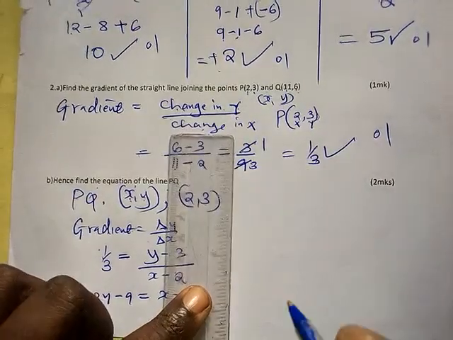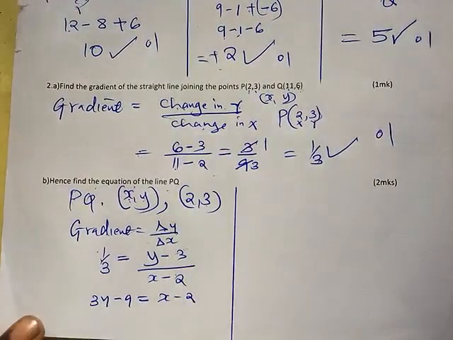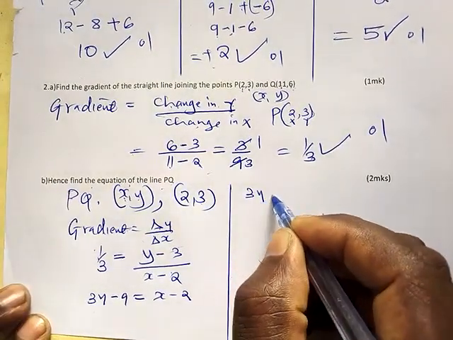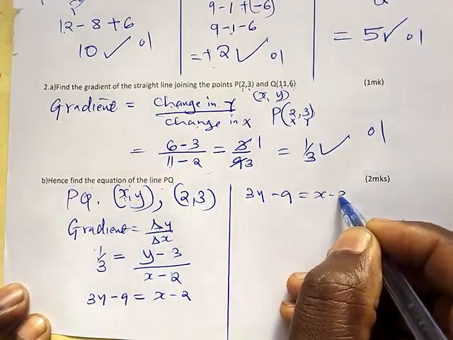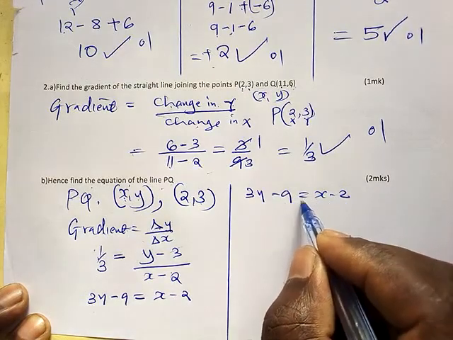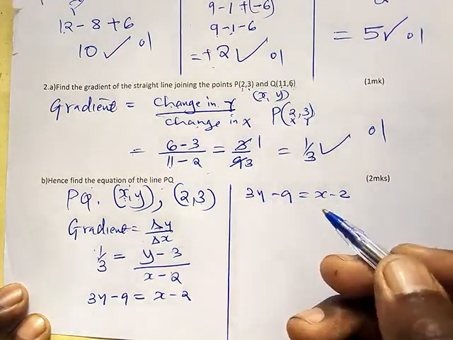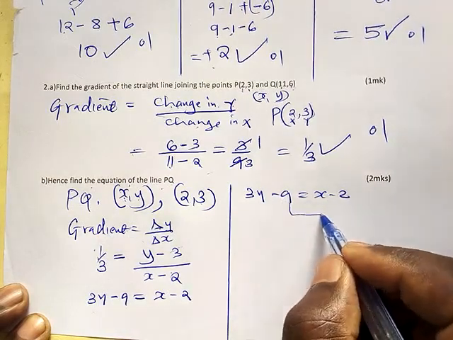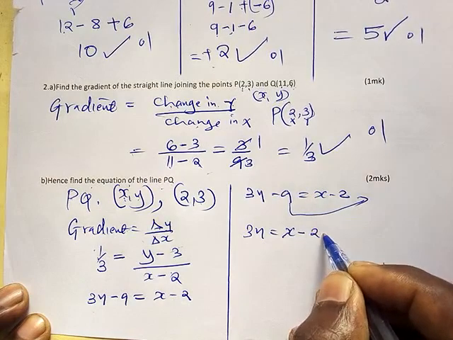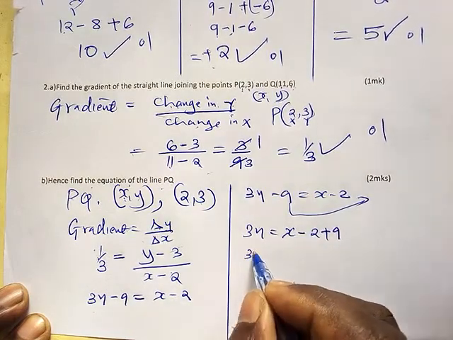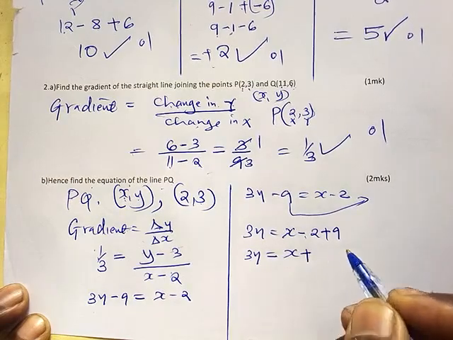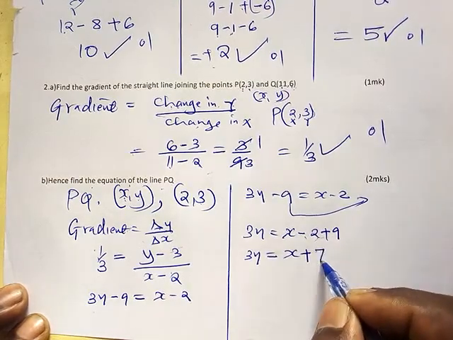Take your ruler and divide your working area like that. Now let us collect like terms together. 3y minus 9 equals x minus 2. We want to start with y, so we take this one to this side. Therefore 3y equals x minus 2 plus 9. 3y equals x plus 7.